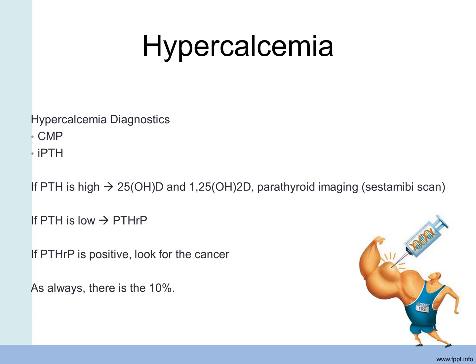Other things we'll check is a CMP, especially with our secondary hyperparathyroidism. We want to see what's going on with the kidneys. So if our PTH is high, we'll be checking that vitamin D level and parathyroid imaging. If the PTH level is low, we're going to check the parathyroid hormone related peptide and look for the cancer. This should account for 90% of our hypercalcemia patients. Remember, there's always those 10% where there are other causes of the hypercalcemia. When we see this, we should be referring our patients to endocrine, to our specialty friends who can manage this better.